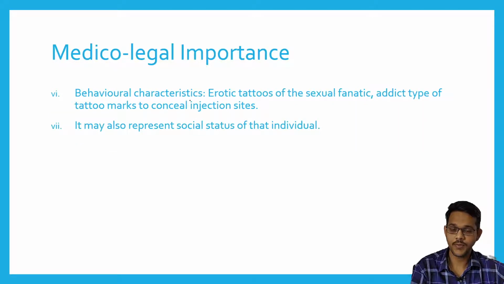Behavior can be known from tattoo marks, since some persons may use erotic tattoos. A drug addict may use tattoo marks to conceal injection sites where he continuously gets injected. He may use tattoo marks to hide those injection marks. It may also represent the status of the individual. He may try to show his status.